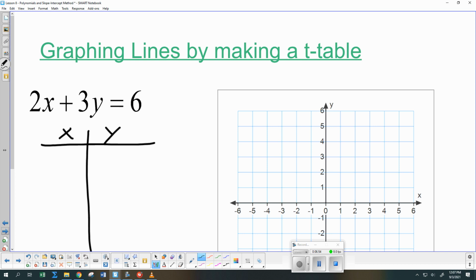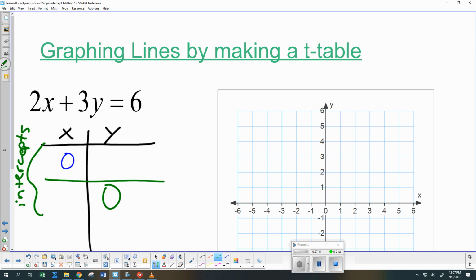Now, I am going to strongly recommend that you try to always get the ones where x is 0, what's the y that goes with that, and if y is 0, what's the x that goes with that, because those two will be what we call the intercepts, one on the x-axis and one on the y-axis, and they're real helpful to be able to see what any kind of a graph looks like.